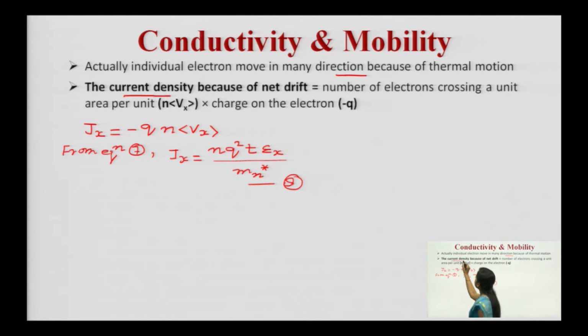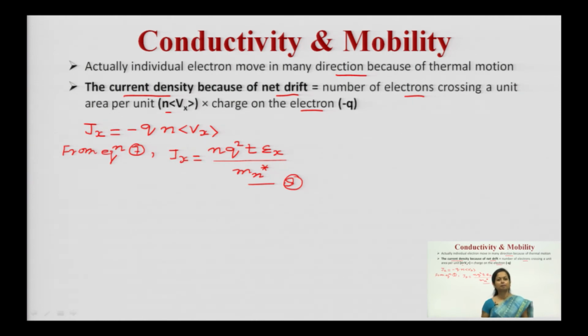You know that the current density is denoted by J. Current density because of net drift, when we are talking about the whole term, is equal to the number of electrons crossing a unit area per unit time. The number of electrons is denoted by n, crossing a unit area per unit time means average Vx, in this bracket, into the charge on the electron. What is the charge on the electron? Charge on the electron is minus q.